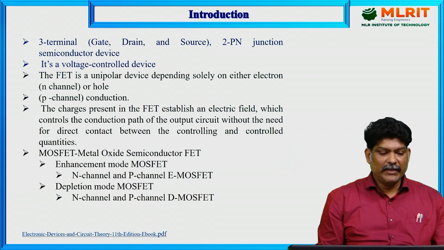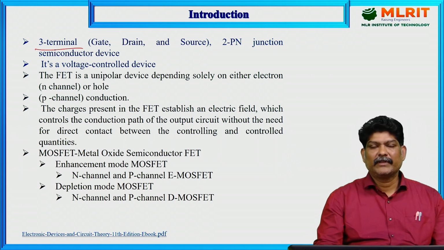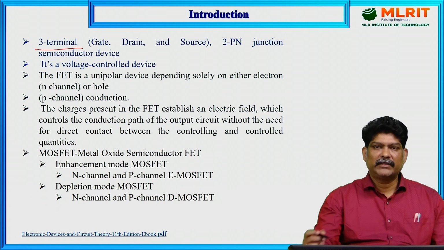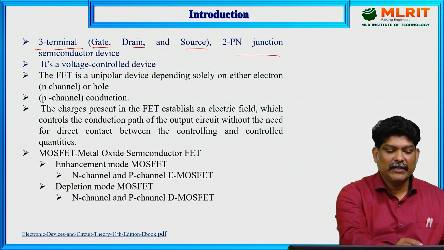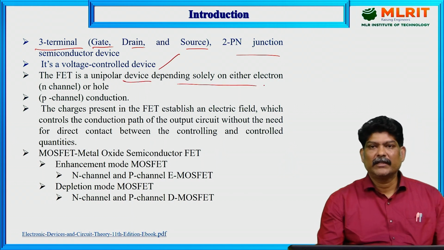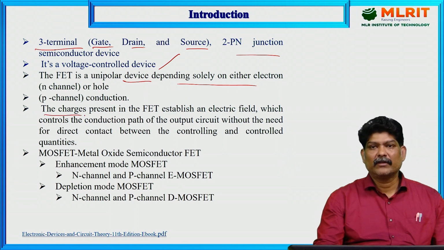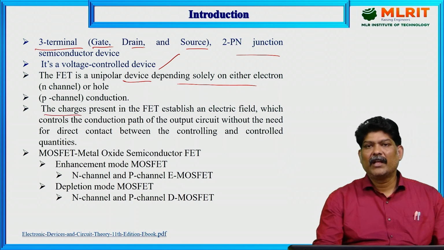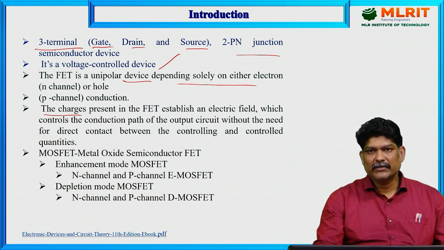Coming to the introduction, the MOSFET is a member of the FET family, an advancement of the FET. A FET is a 3-terminal device. The 3 terminals are gate, drain, and source, and it has 2 PN junctions. It is a voltage controlled device. FET is a unipolar device depending solely on either electrons or holes. If the operation depends on electrons, we call it an N-channel FET, and if the operation depends mainly on holes, then it is a P-channel FET.